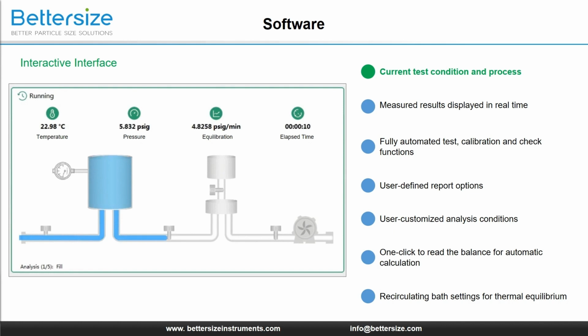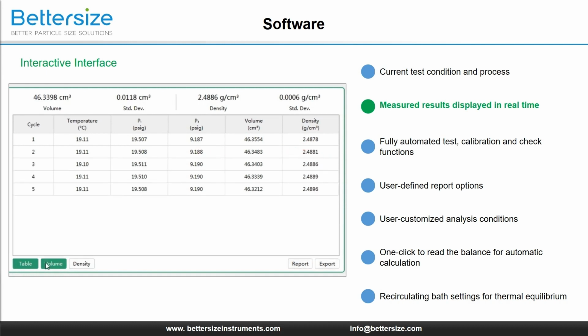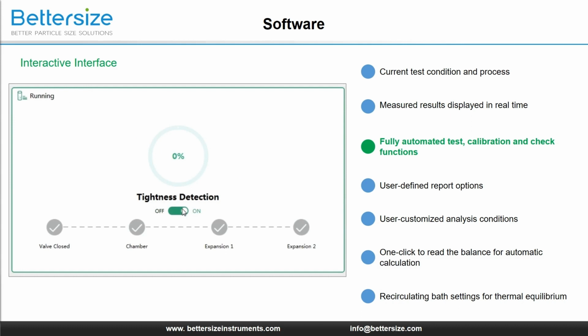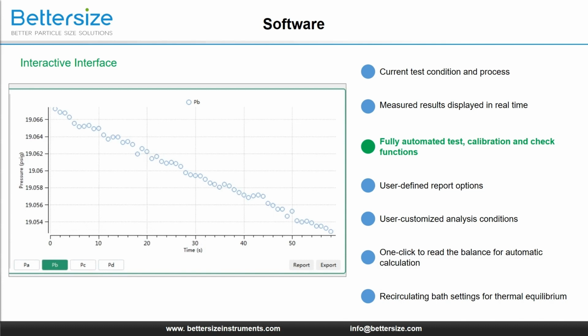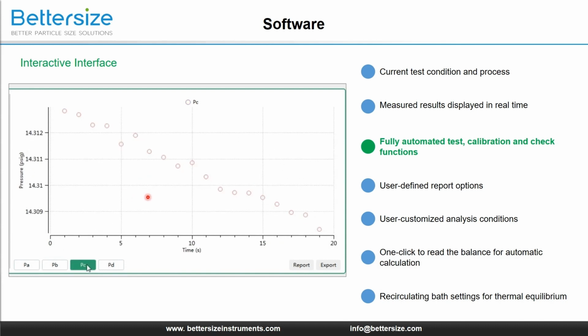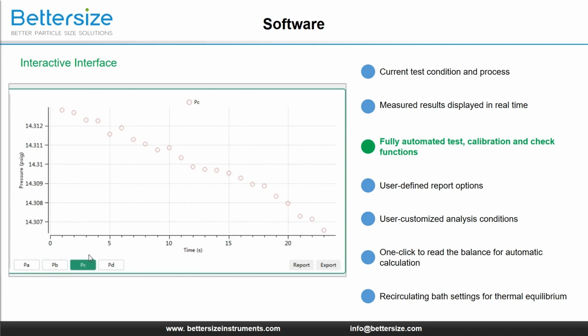The running display section allows you to monitor the current test conditions such as temperature, pressure, and measurement processing cycle by cycle. Once a cycle analysis is complete, the measurement result is displayed in real time. During calibration, testing, or leak detection, the running display section allows you to monitor the automatic progress. For example, as shown in the video, you can see the progress of leak detection and identify any problems that occur.